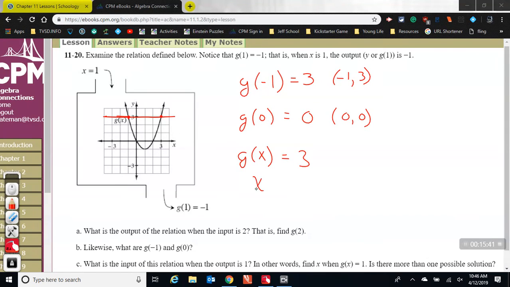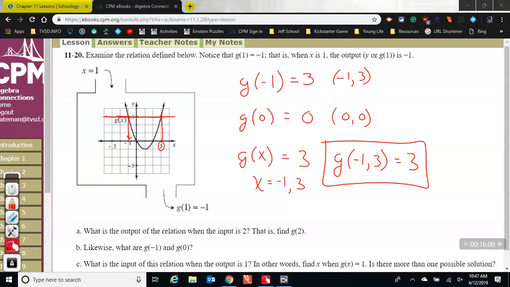That means there's 2 values of x that will make this true. There are 2 inputs. Well, when x is -1 or when x is 3. Because if we trace it down to our x-axis, we see -1 and we see 3. All right, so we can see, again, if we write it in our relation notation, we see that we have 2 inputs that could get me an output of 3. All right, and that is evaluating a relation using an expression, using a table, using a graph.